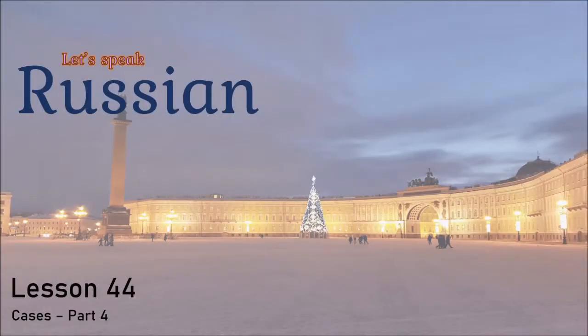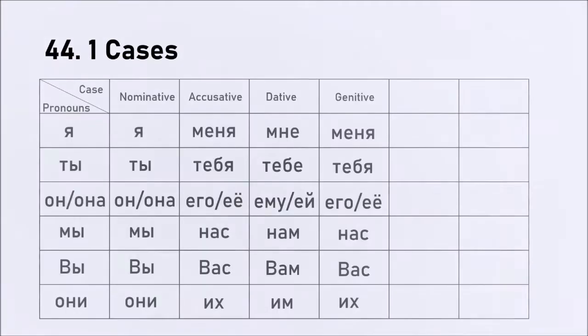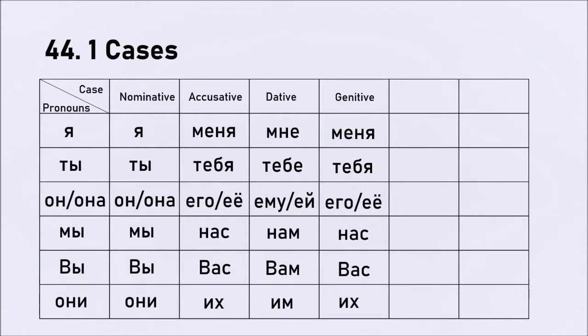So this is lesson 44 of our online program, Let's Speak Russian. So then, part 4 of cases, we're nearly there. So let's have a look at our table with all the cases. By now, we can use 4 of them, so we can decline pronouns in the nominative, accusative, dative, and genitive case. And after having watched the previous lesson, we can now also use possessive pronouns. Now, though, we have to fill in the last 2 columns of the table, which is what we're going to do today.